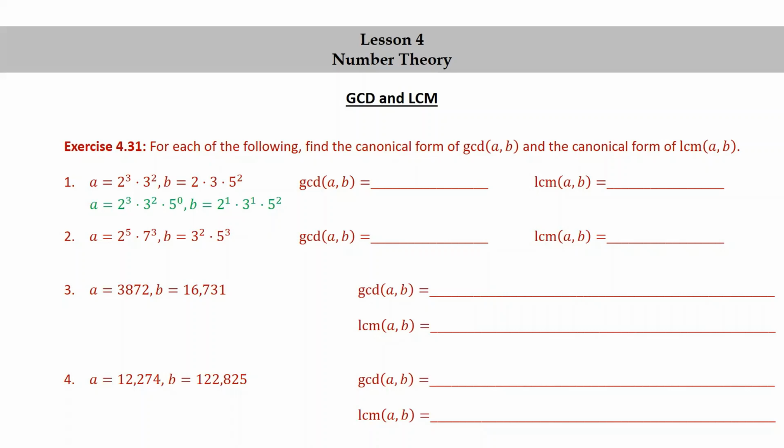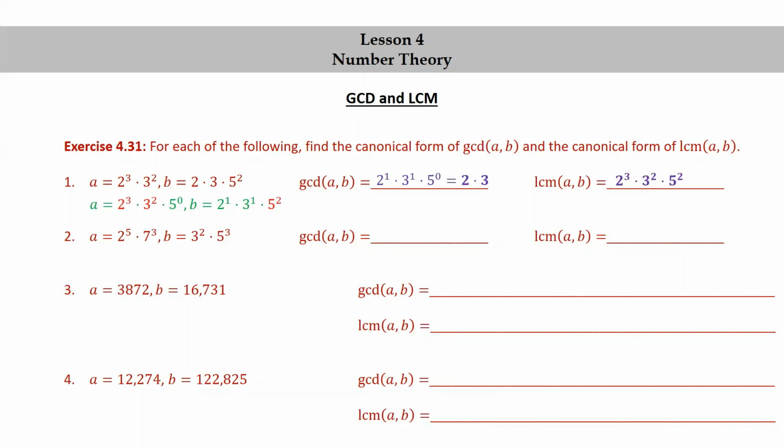Okay, for the GCD, we take the lowest power of each prime. That's 2 to the 1 times 3 to the 1 times 5 to the 0. Which in canonical form is 2 times 3. And for the LCM, we take the highest power of each prime. So that's 2 to the 3rd times 3 to the 2nd times 5 to the 2nd.